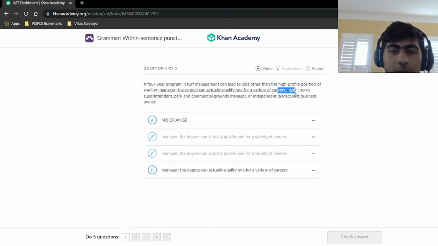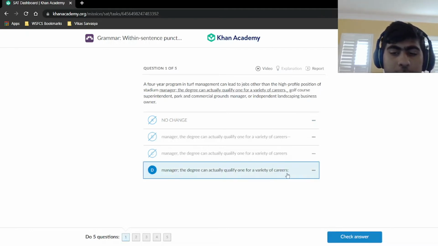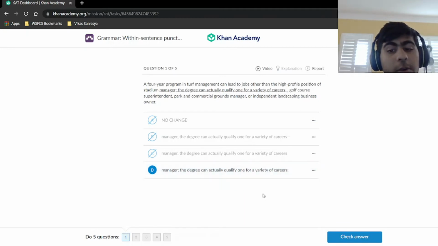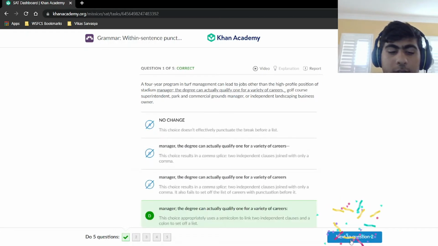And then these two are also independent clauses, so they have to be connected with a semicolon, not a comma. So we get rid of that. This one, we're connecting them with the colon. You can do that. Colons are used to set up other parts, and colons can be used to connect two independent clauses. That's how they are used. So that's our answer. Let's continue on.